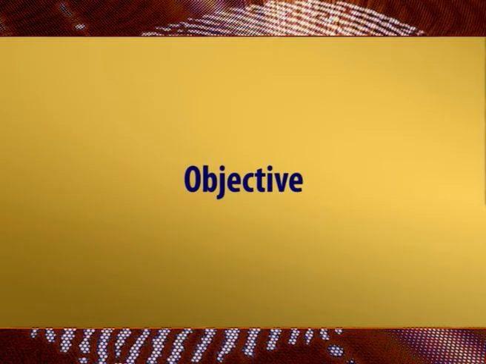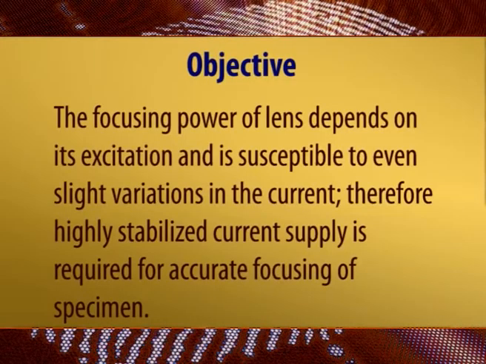Then you have the objective. It is an electromagnetic lens made of coils which carry a high excitation current and produce the magnetic field to focus the electrons. The focusing power of the lens depends on its excitation and is susceptible to even slight variations in the current. Therefore, a highly stabilized current supply is required for accurate focusing of the specimen. The coils of the lens utilize high voltage and generate a large amount of heat, thus are kept under insulation and are provided with thermal distributors.